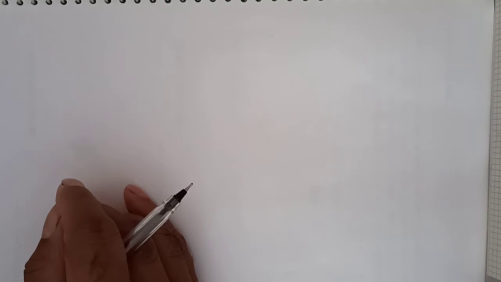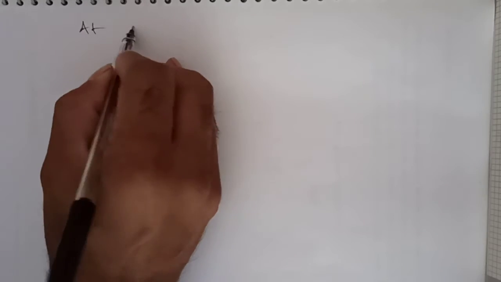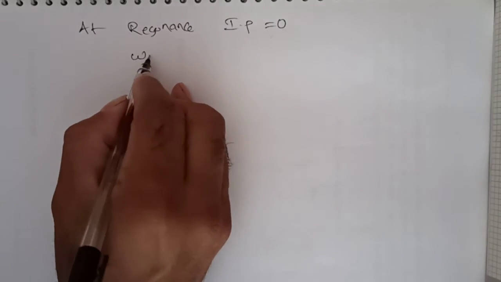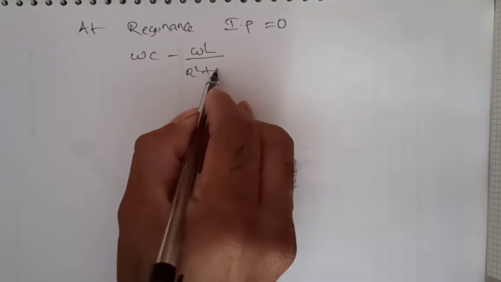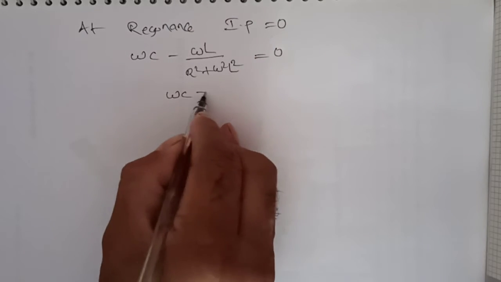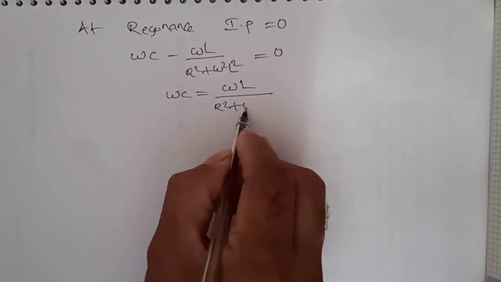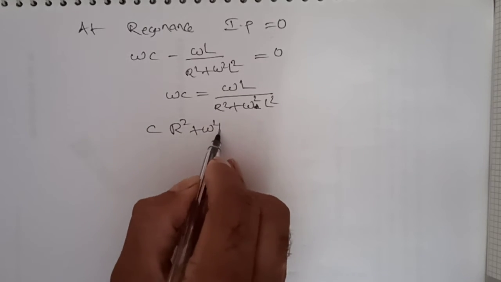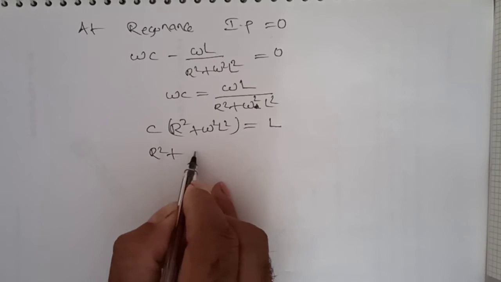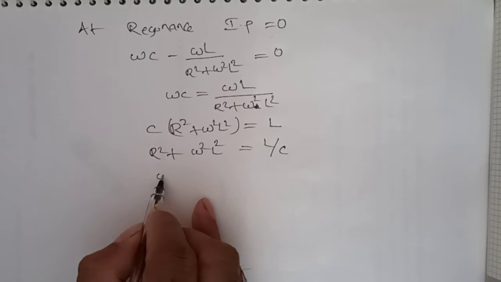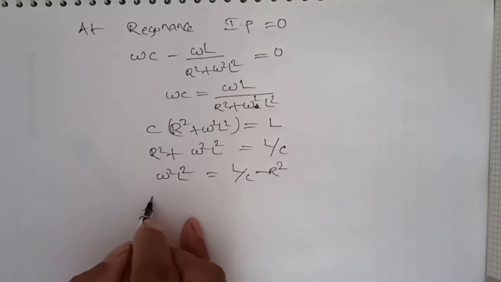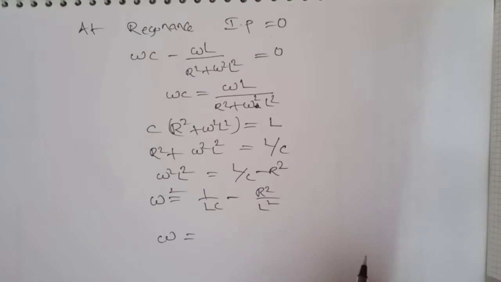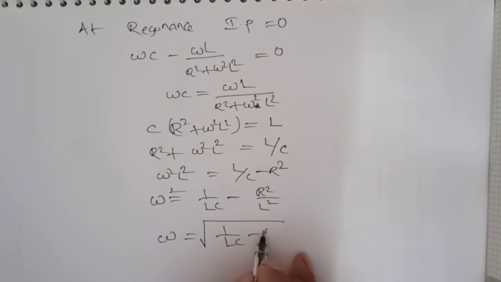Here we are simply separating the imaginary and real terms. Why? Because to prove that the circuit is in resonance, the total imaginary part should become 0. So at resonance, the imaginary part, the susceptance, should become 0. So omega C minus omega L by RL square plus omega square L square equals 0. That means omega C equals omega L by RL square plus omega square L square. Cross multiplying, C times RL square plus omega square L square equals L. So omega square L square equals L by C minus RL square, where omega square equals 1 by LC minus RL square by L square. So finally we get the parallel resonance omega equal to square root of 1 by LC minus RL square by L square.